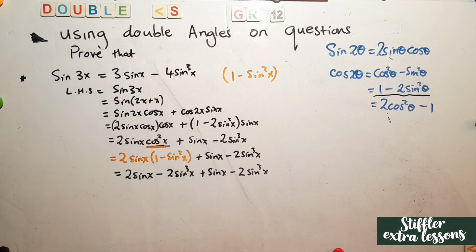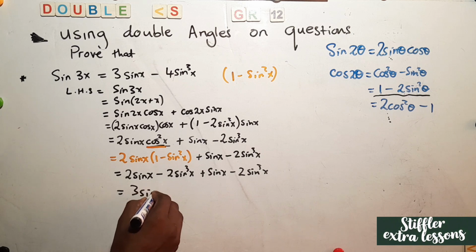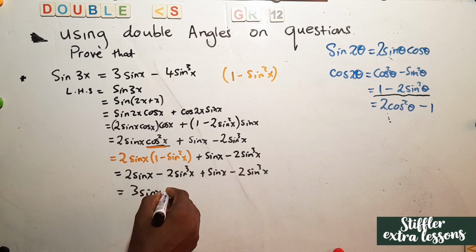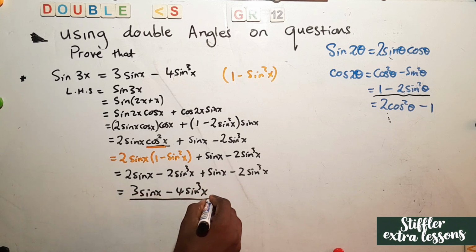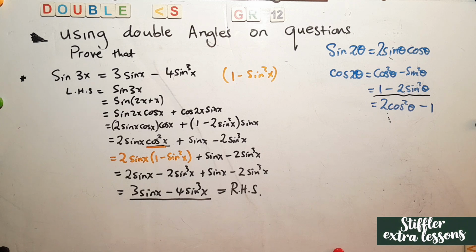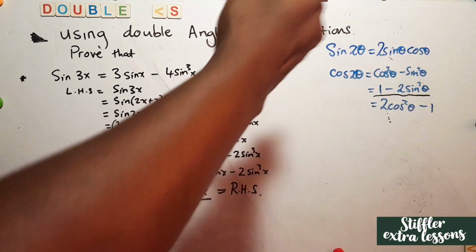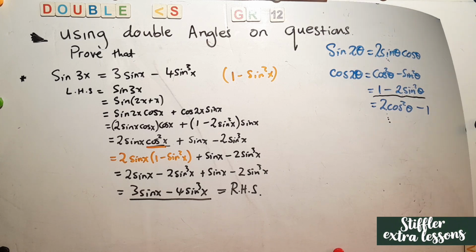So now we can group the like terms. So this plus that, that's 3 sine x, and this and that will give us negative 4 sine cubed x, which is equivalent to the right hand side, like that. Easy, right? Yes, very easy. You just follow the rules and apply the basic rules, and also check what you need to achieve, like that. So now let's move on to the next question.